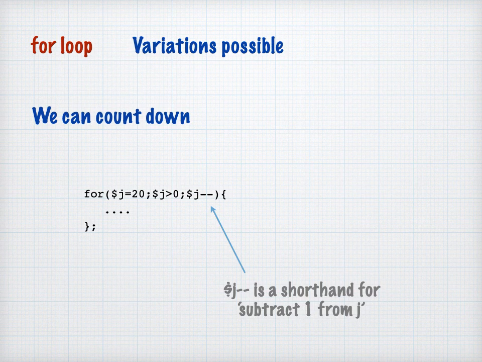And this is sort of the opposite of the plus plus notation. Minus minus basically is a shorthand that means subtract 1, decrement. So j will start with 20, and then as we go around the loop, j will have 1 subtracted from it each time. So it'll go 20, 19, 18, 17, 16, etc. all the way down until j hits 0, at which point we will jump out of the loop. So let's have a look at a few examples of that.